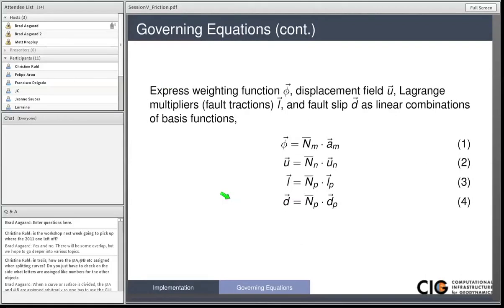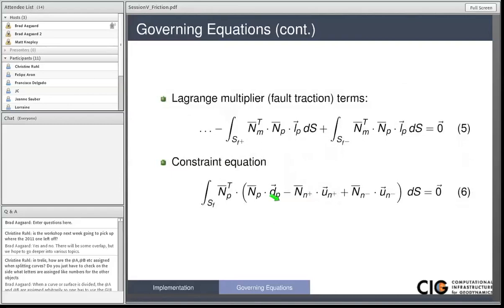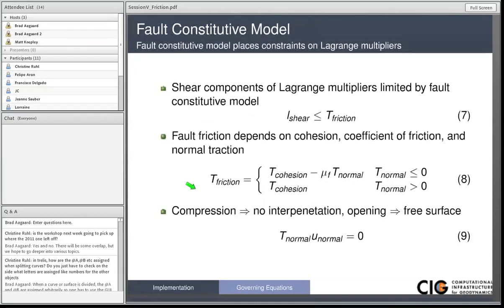As before, in the same way that we represent our displacement field as a linear combination of basis functions, we're doing the same thing for our Lagrange multipliers and fault slip. And so that gives us our integral equations in the weak form for the overall residual. Here's just the portion corresponding to Lagrange multiplier terms. Here's our constraint equation written out in terms of our basis functions. And so all those equations are exactly what we had before.